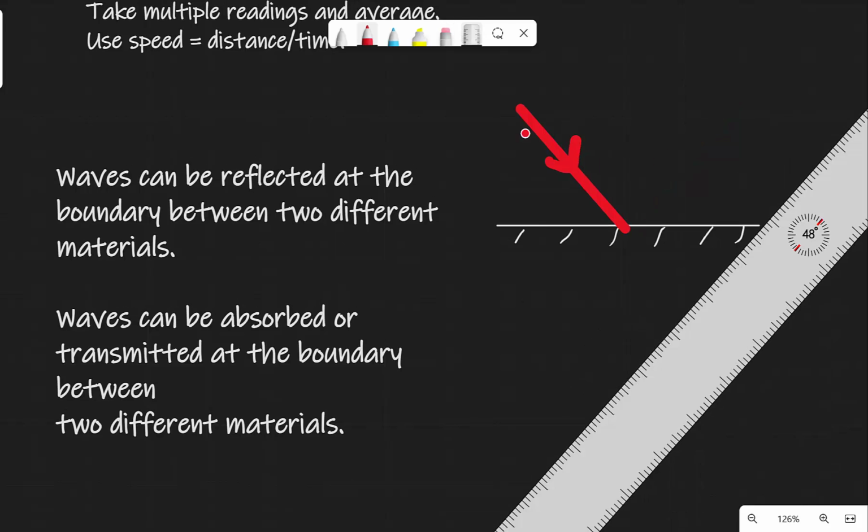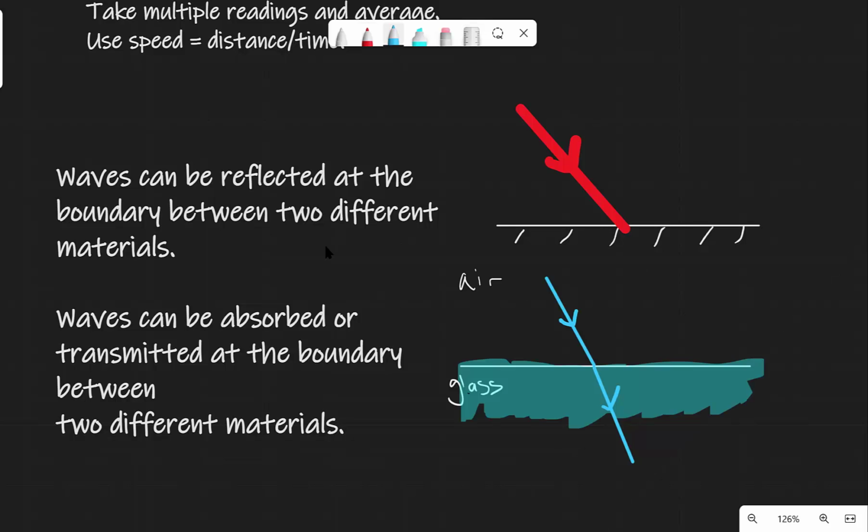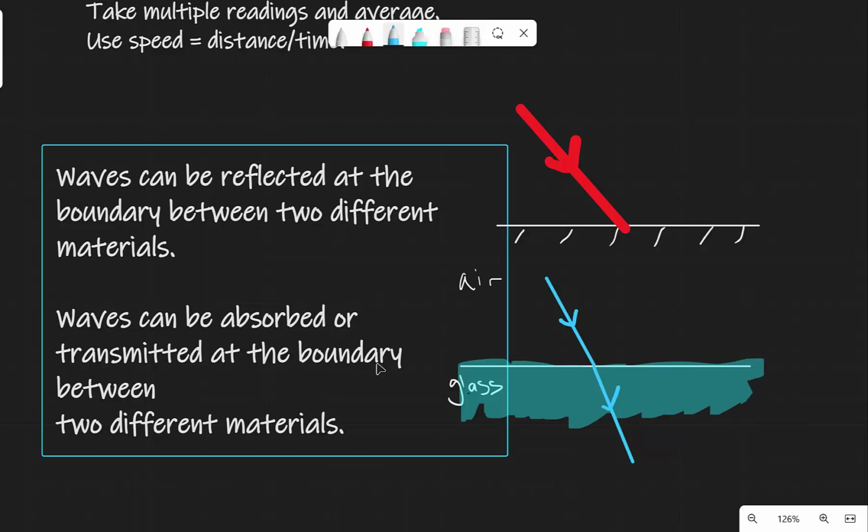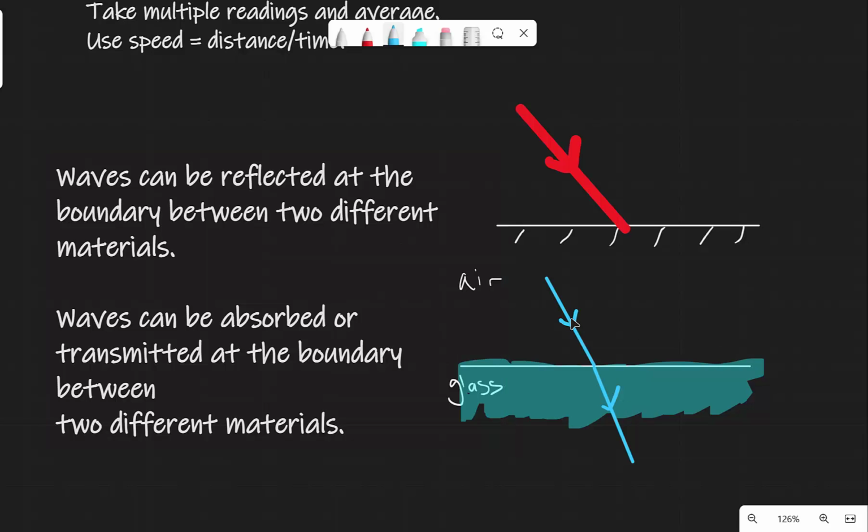A wave can also be fully absorbed at a boundary, and in this case you can see the wave is going in, however none of it has been reflected, it has been fully absorbed. It can also be transmitted. The wave can also be transmitted at the boundary between two materials, so this is also known as refraction. And here's one example where we have a light ray or some sort of a wave that is coming from air to glass, and some of the wave will be transmitted.